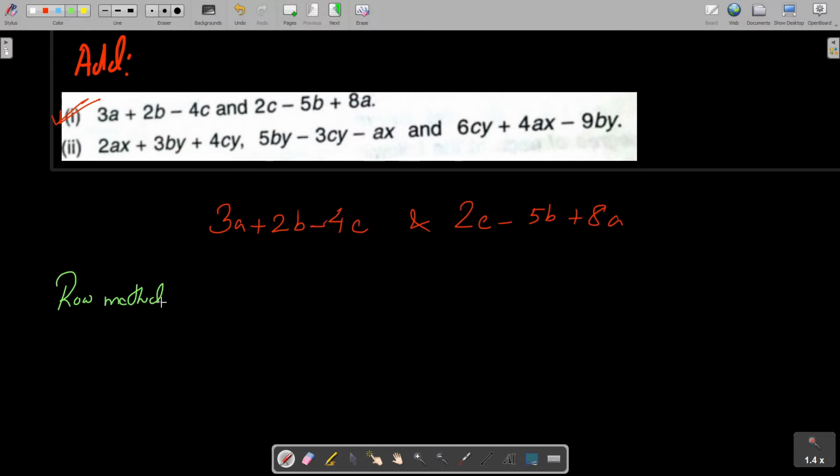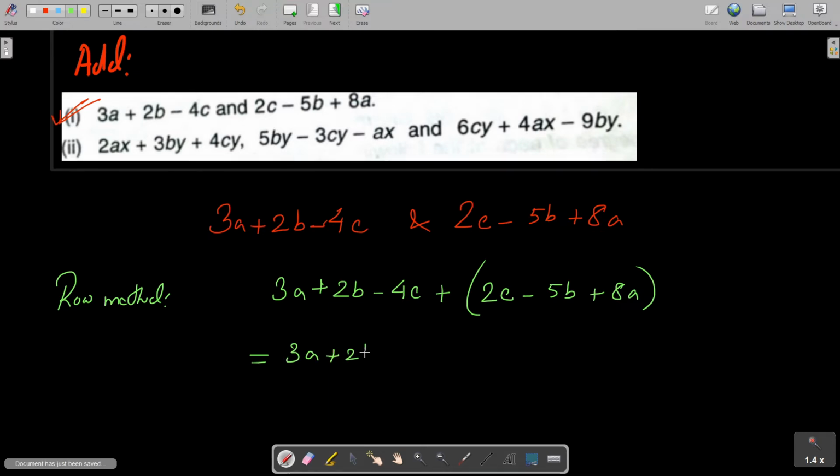In the row method, we will add them in a line. For example, I'll write it like this: 3a plus 2b minus 4c plus, let's put it in brackets, 2c minus 5b plus 8a. Since it's a plus sign, even if I remove the bracket, the sign will not change. So I can write it as 3a plus 2b minus 4c plus 2c minus 5b plus 8a.